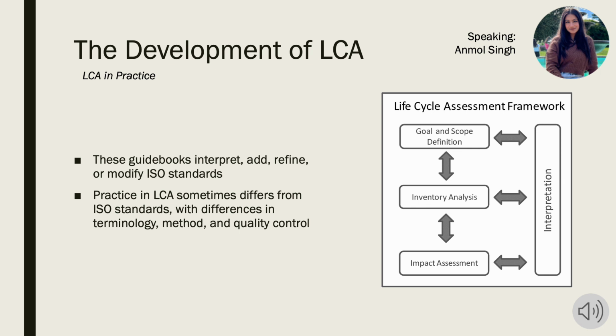For instance, there are differences in the terminology that is used, differences in certain methods that are conducted, as well as differences in certain quality control processes. For example, intermediate products that are produced during the manufacturing of a product that is being assessed are rarely mentioned in the ISO standards. However, they are commonly used within the real world. Additionally, the substitution method is frequently used in LCA, which is not always mentioned by the ISO standards.